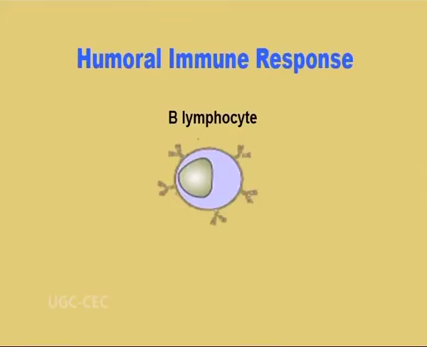B lymphocytes and T lymphocytes both are produced in the bone marrow, but there is a difference in the sites of their maturation. These lymphocytes have the ability of recognizing the foreign particles that are presented by specific antigen presenting cells or APCs. Several macrophages, dendritic cells, B lymphocytes, etc.